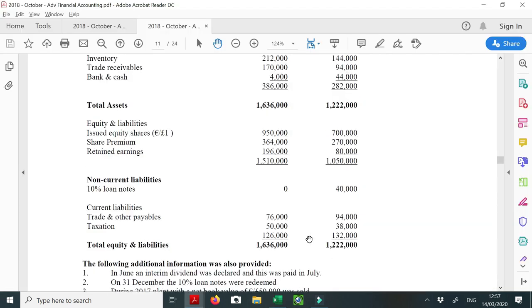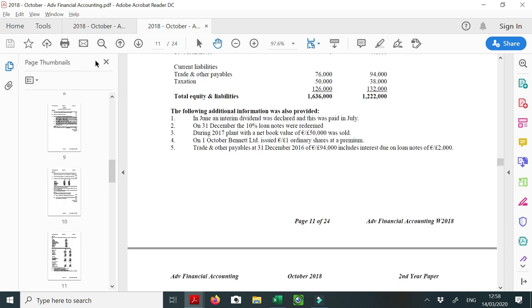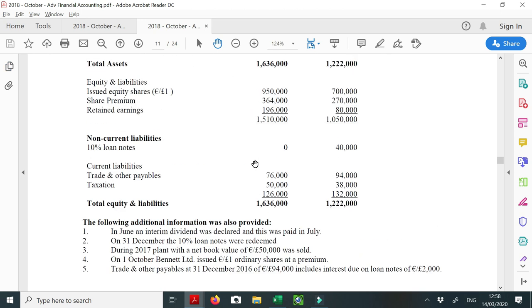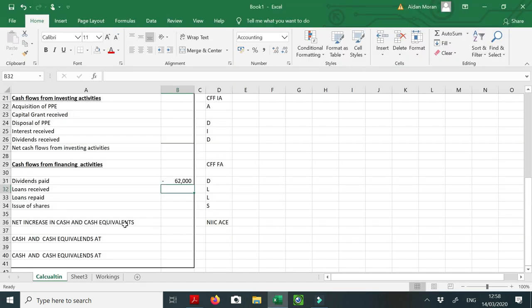Okay. Note number 2. On the 31st of December, 10% loan notes were redeemed. So I'm looking at my question and I'm looking at my loan notes, and it says that they were 40,000. I repaid them during the year down to 0. So loan repaid is 40,000 euro. So it's obviously money out. Loans repaid is going to be minus 40,000.